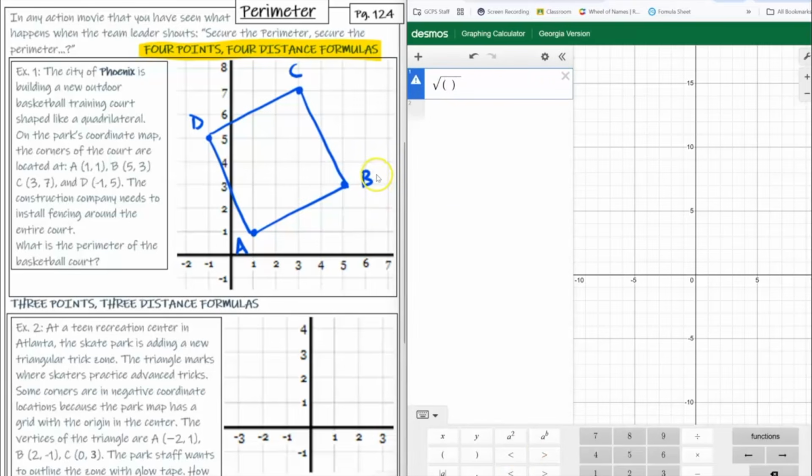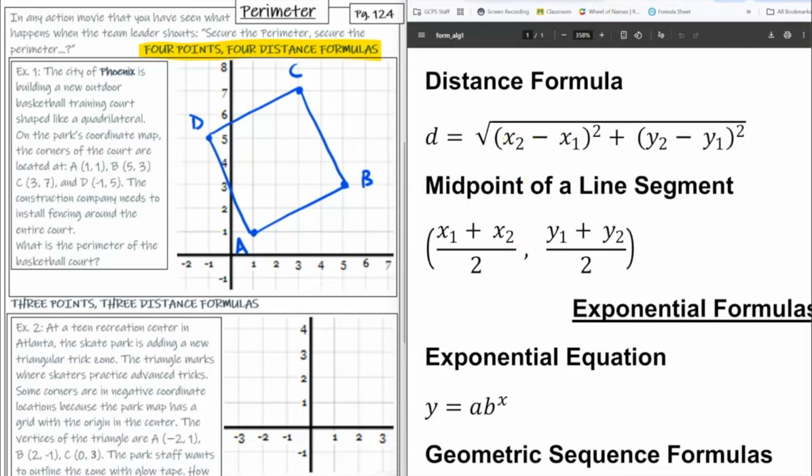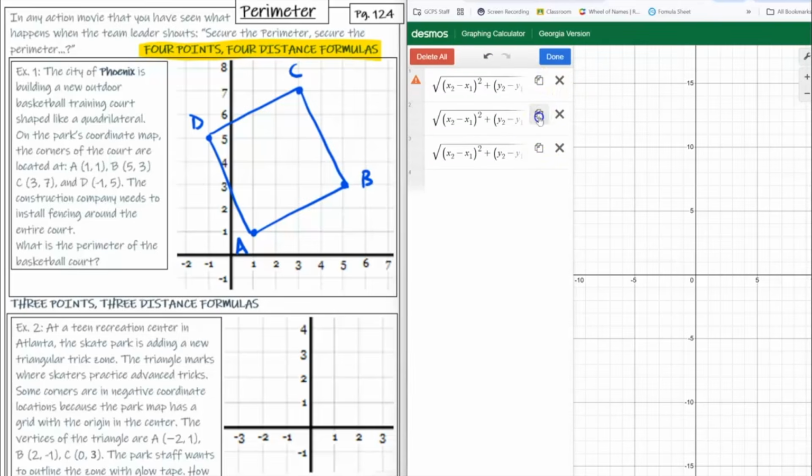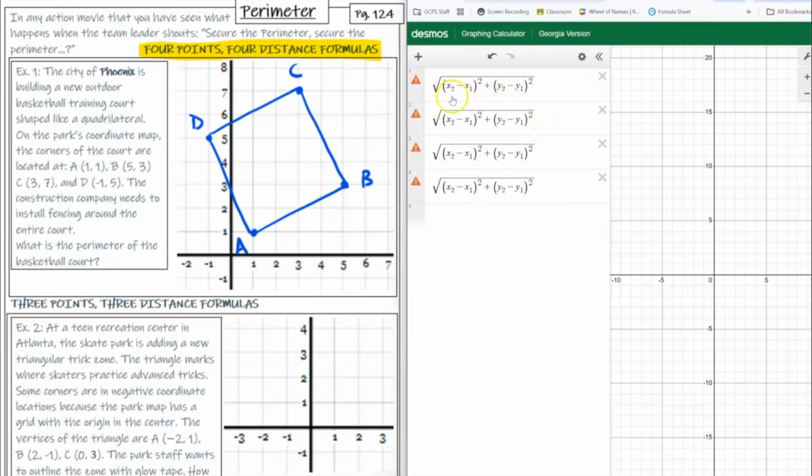So square root, parentheses squared plus parentheses squared. And then if you remember, it's going to be x2, and if you don't remember, again, it's right here. x2 minus x1. So we're going to type x2 minus x1, and then y2 minus y1. All right, we're going to need 4 of these. So I'm just going to go ahead and copy, copy, copy. So I have 4 of these. I'm going to extend this so I can see it. And when we get our answer, we're going to put all of these together in one sentence. But first, I'm going to do them individually so I can check my answer as I go.